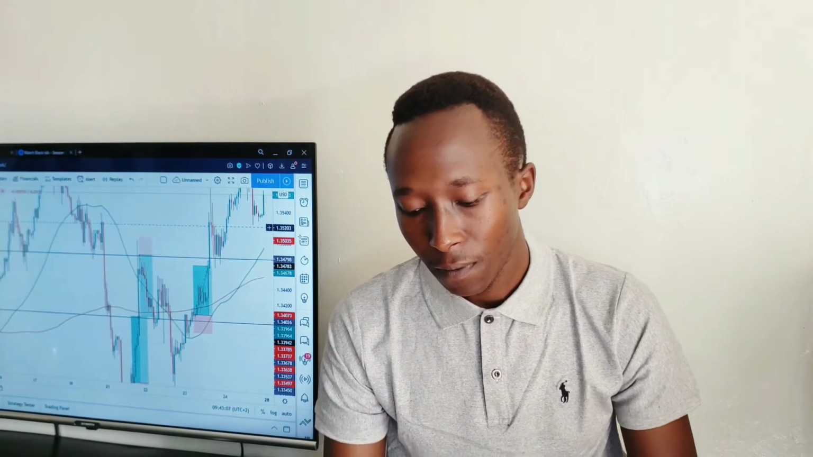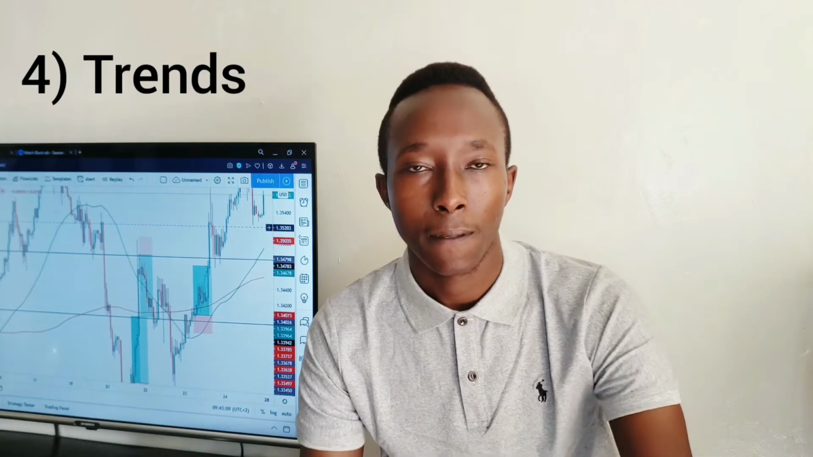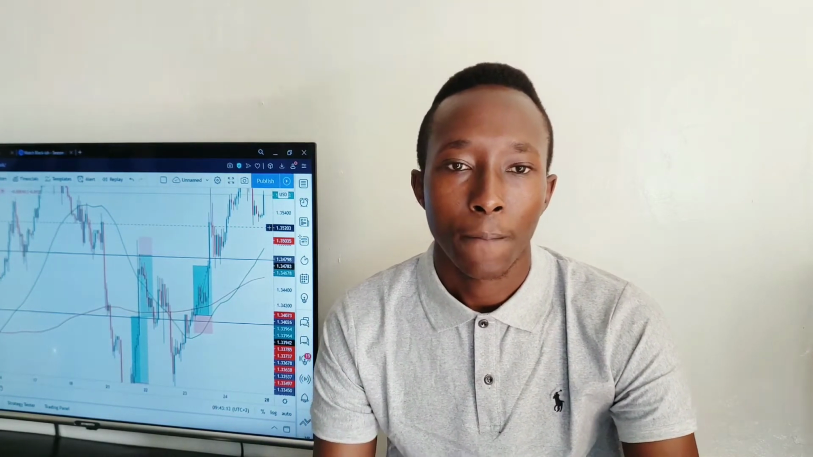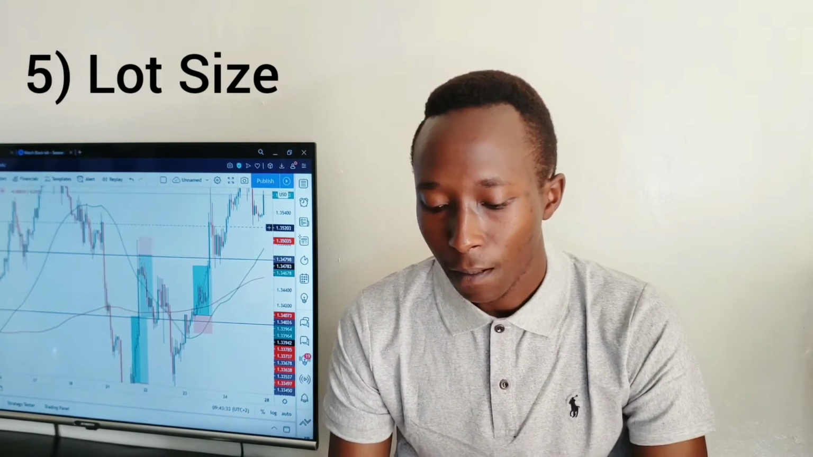So number four, rather, trends. A trend is generally market direction. So if you notice that the market is moving upwards, rather it's making higher highs and higher lows, then we term that as an uptrend. If the market on the other hand is making lower highs and lower lows, then we term that as a downtrend.